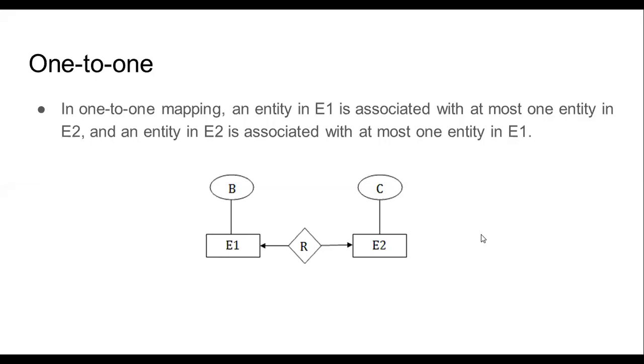So in one to one mapping cardinality, one entity from E1 is associated with one entity from E2. Again, one entity from E2 is associated with one entity from E1, which is known as a one to one mapping.